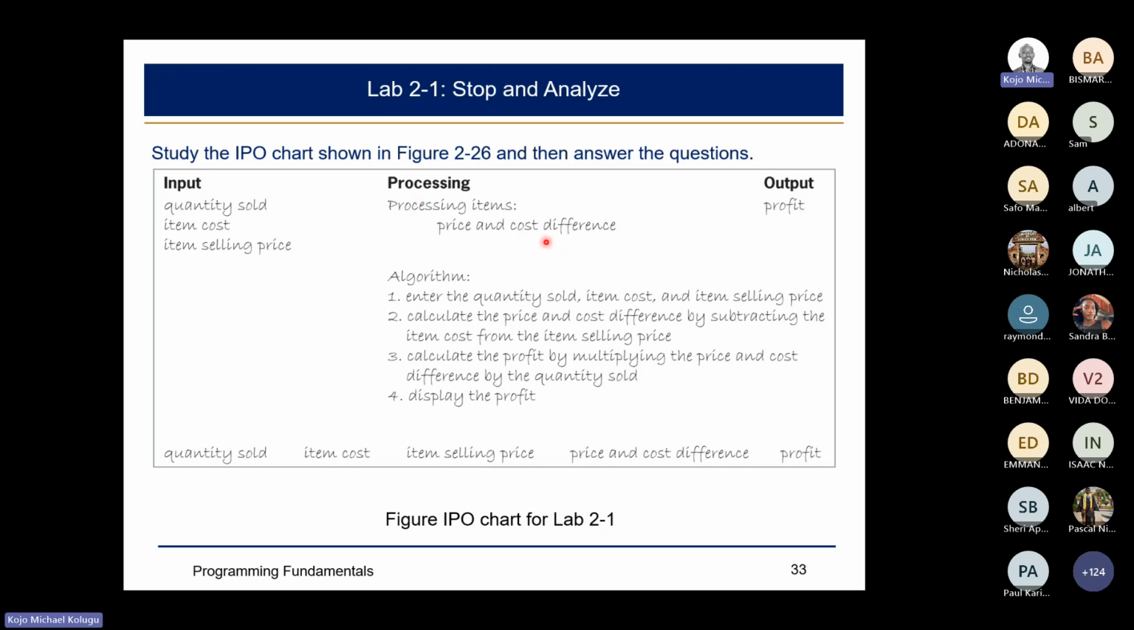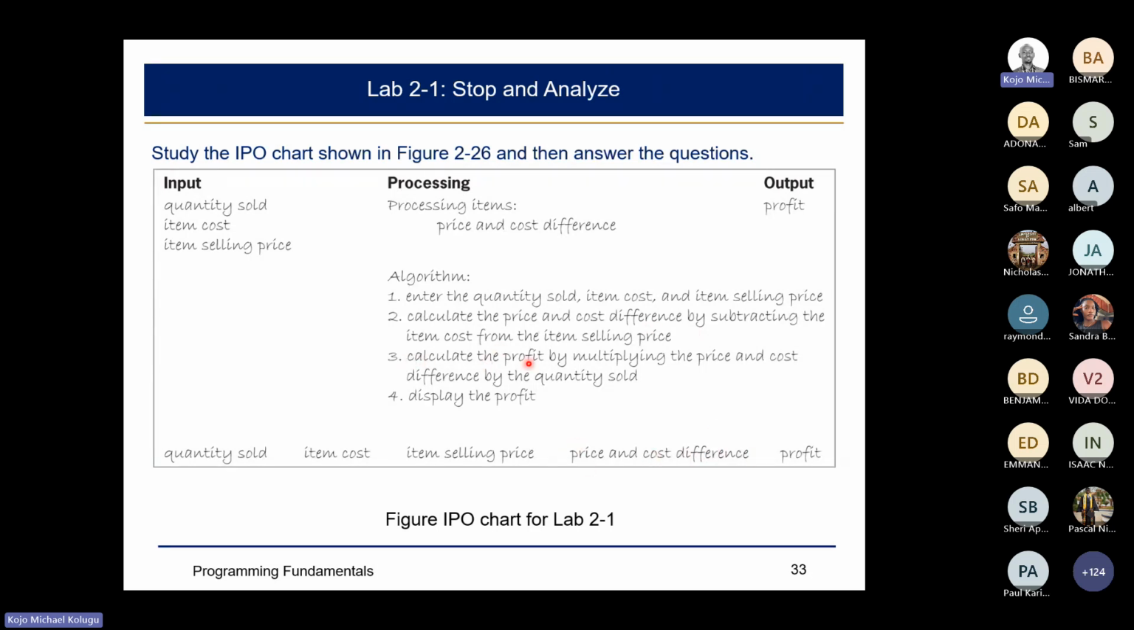So first the difference between the costs and the price. It's going to be 8 minus 5, which is 3. So it means that the difference between the selling price and the cost price of one item is going to be $3. The algorithm says enter the quantity. That's the input. And then calculate the difference. When you do it, you see that you get 3, and the 3 is going to be assigned to this variable here called the price and cost difference.